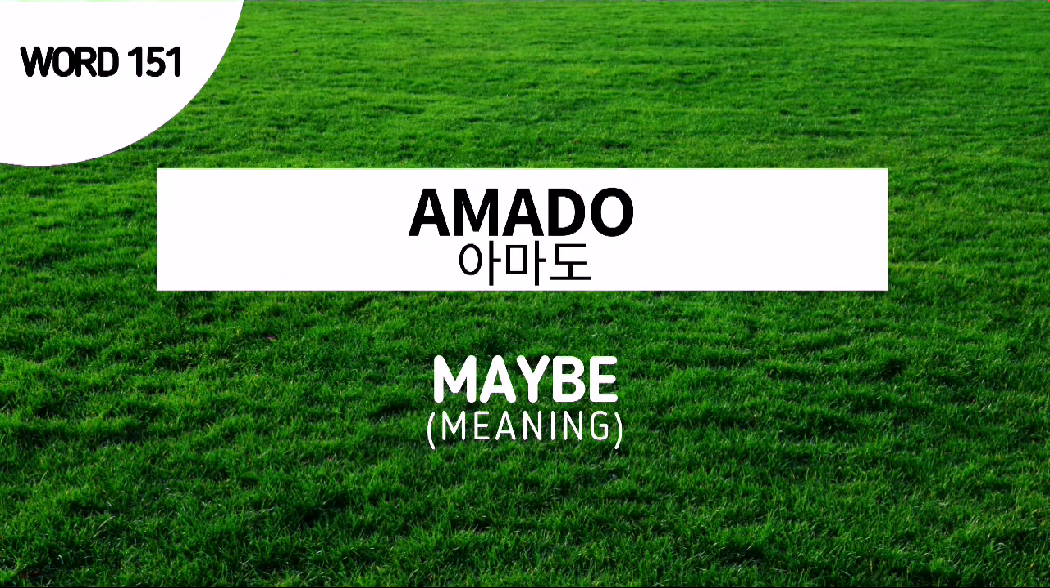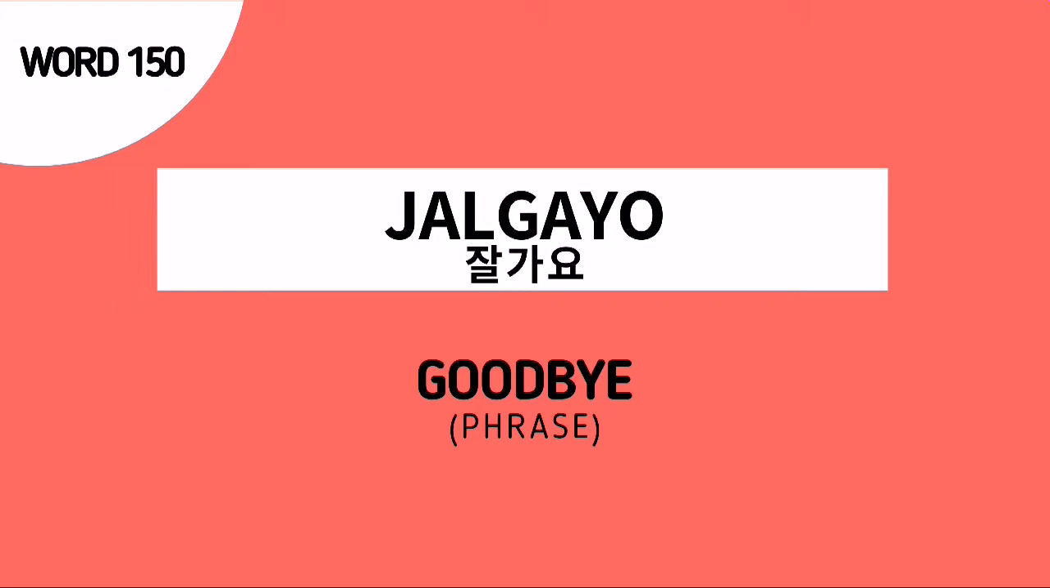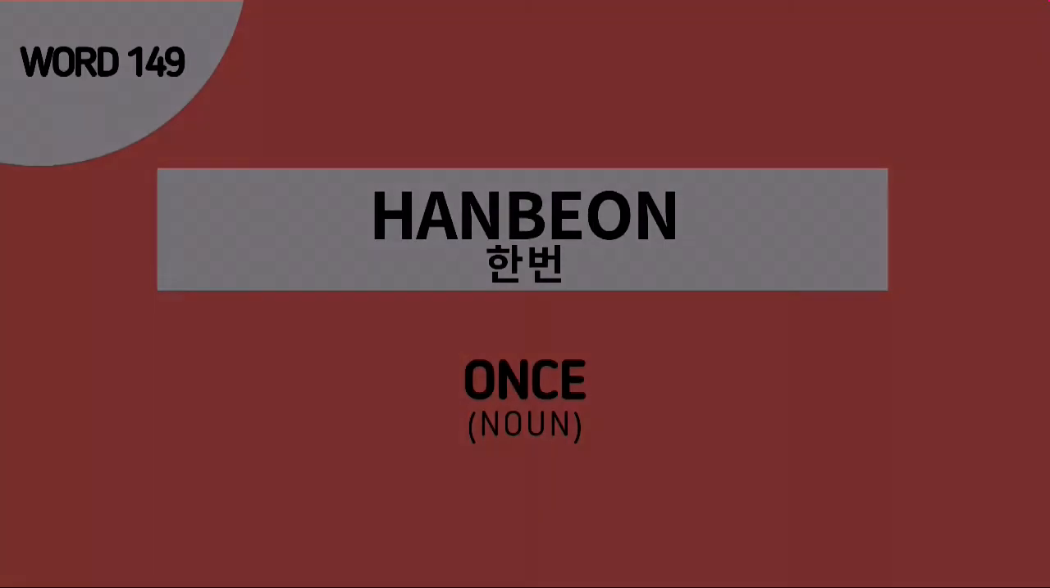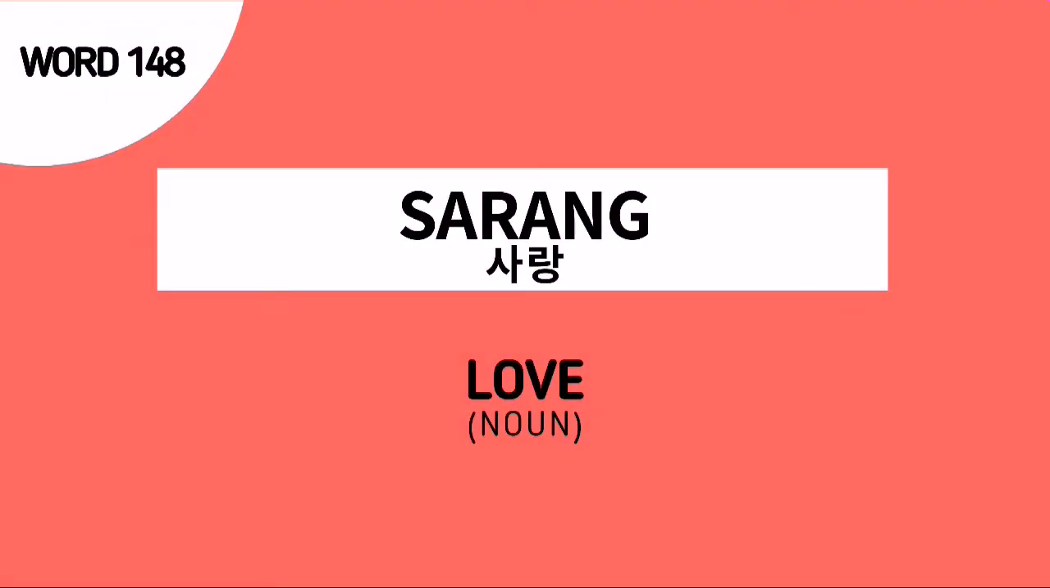Word number 151 is amado, which means maybe. Word number 150 is jalgayo, and this is a Korean phrase which means goodbye or go well. Word number 149 is hanbeon, which means once. Word number 148 is sarang, and this is the Korean noun for love.